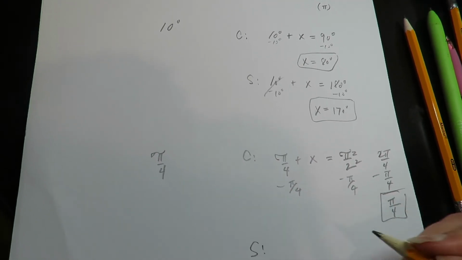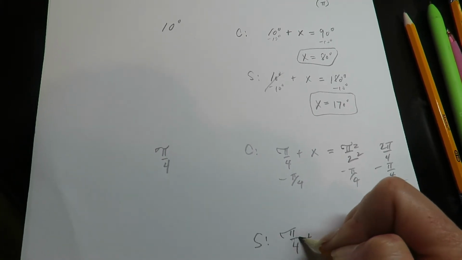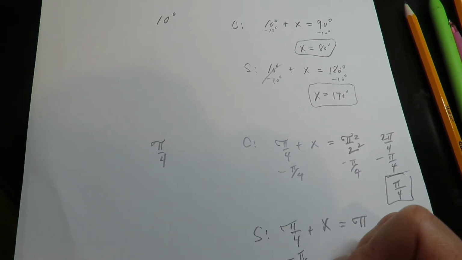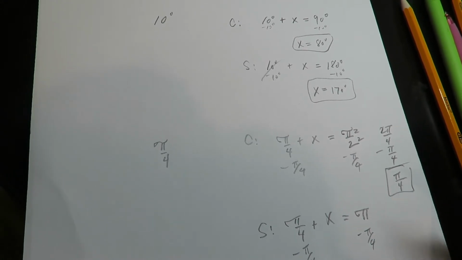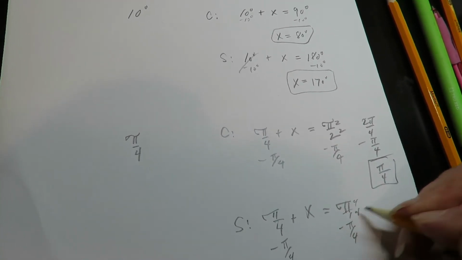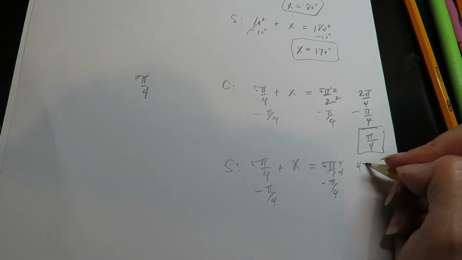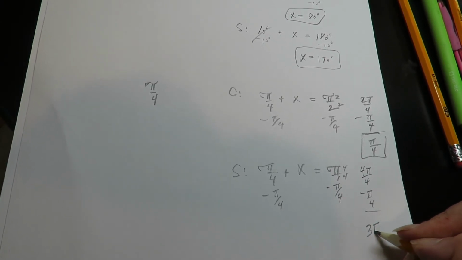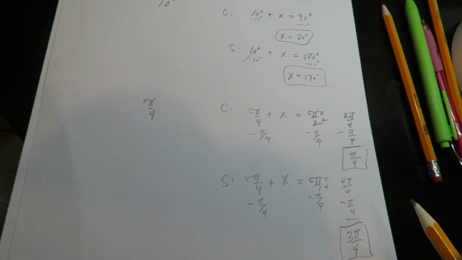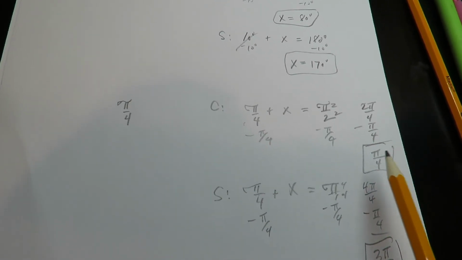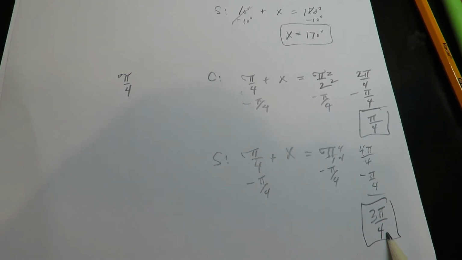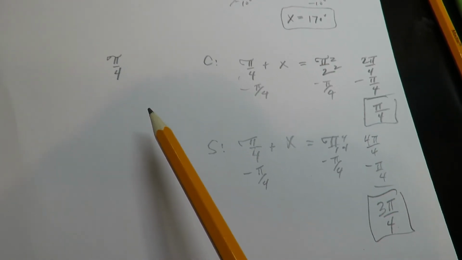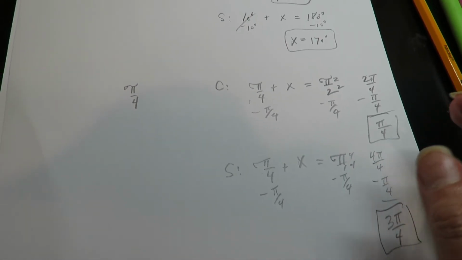Now the supplement would mean that you have pi over 4 plus something equal to pi. Likewise, you still have to solve for x here. You have to get an LCD, so you're going to have to multiply up and down by 4. So 4 pi over 4 minus pi over 4 is 3 pi over 4. So if you start with radians, you have to end with radians. The complement of pi over 4 is pi over 4. The supplement of pi over 4 is 3 pi over 4.